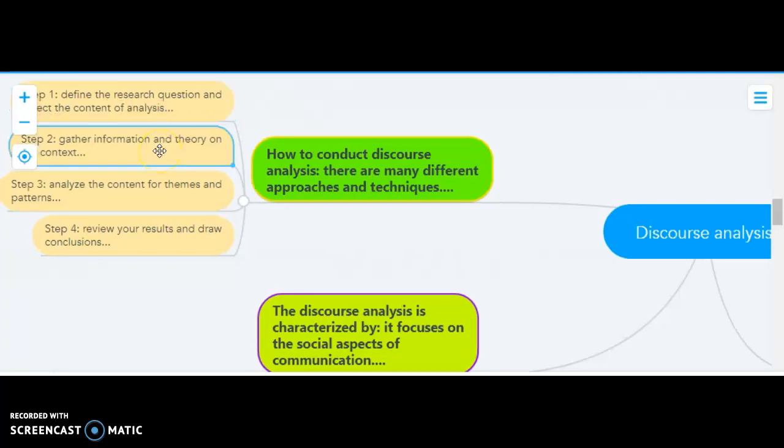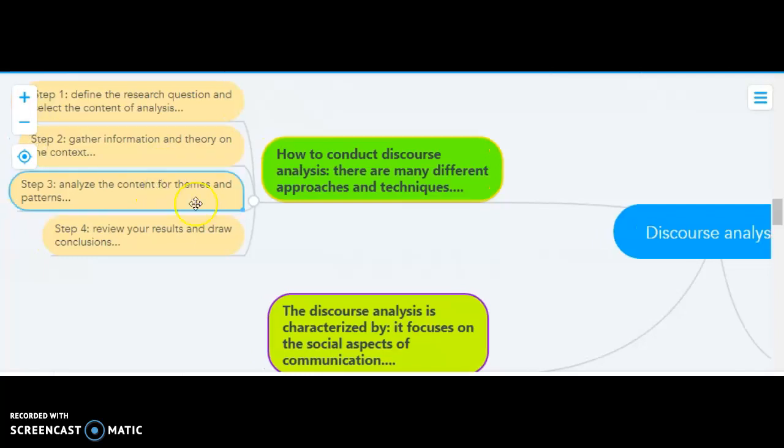Step number 2 is to gather information and theory on the context. It refers to gathering factual details of when and where the content was created, who the author is, who published it, etc.